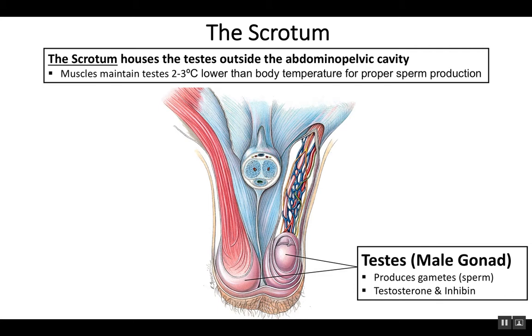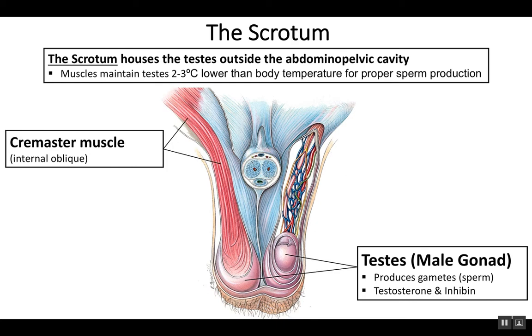To regulate the temperature, the testes are regulated by muscle. There's a number of muscles that, when contracted, will move the testes closer to the body. And that's a way to maintain the temperature. If the environment is very cold, the testes can move closer to the body to maintain that temperature. If the environment is warm, the testes can be dropped further from that high temperature.